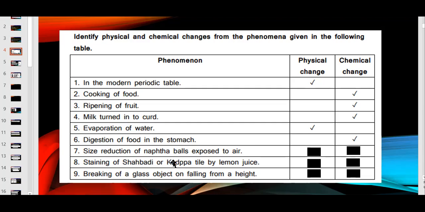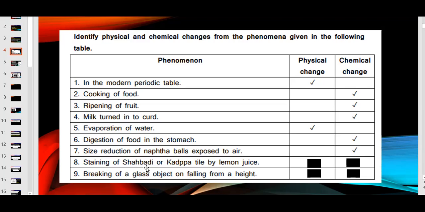Size reduction of naphtha balls exposed to air. You know, naphthalene balls, if you keep them outside, you will see that they are exposed to air and will move out. So size reduction of naphtha balls exposed to air will be chemical change. It is not a physical change, because it is becoming gaseous and it will evaporate. It will not be there. It will disappear after some time. So you will see there is a chemical change. The size will reduce.